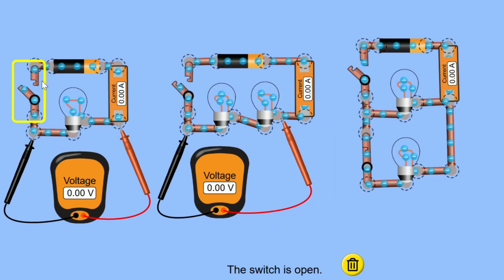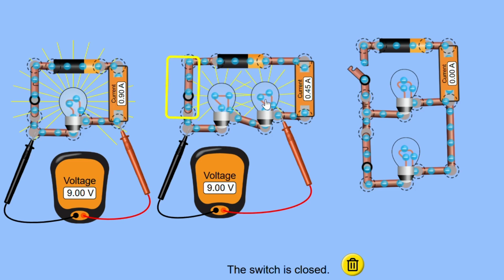Now, let's look at connecting resistors in series and in parallel. Again, that's what we had before. Now, I'm going to add a second bulb in series. Notice the current is a lot less.